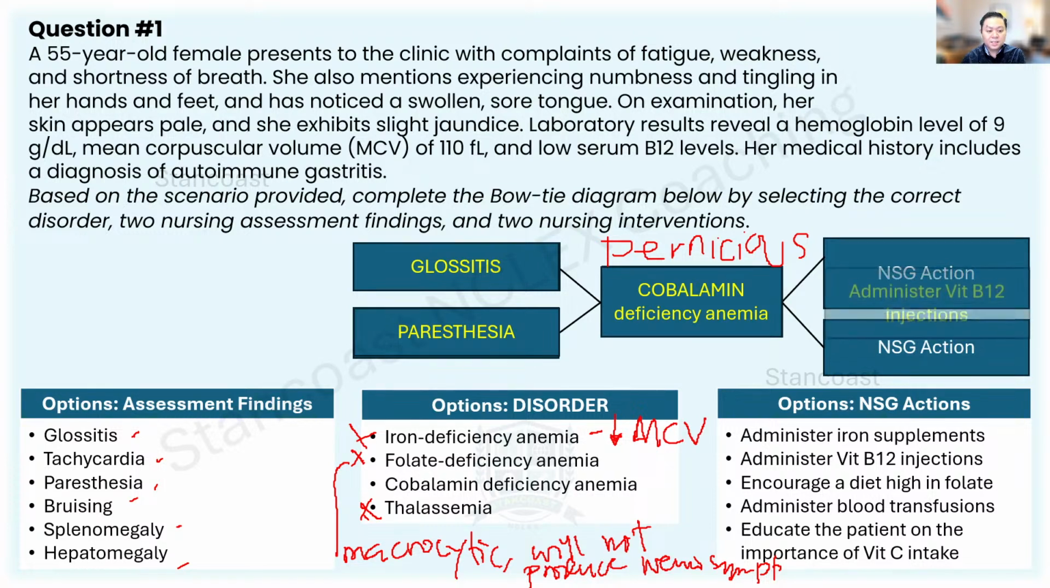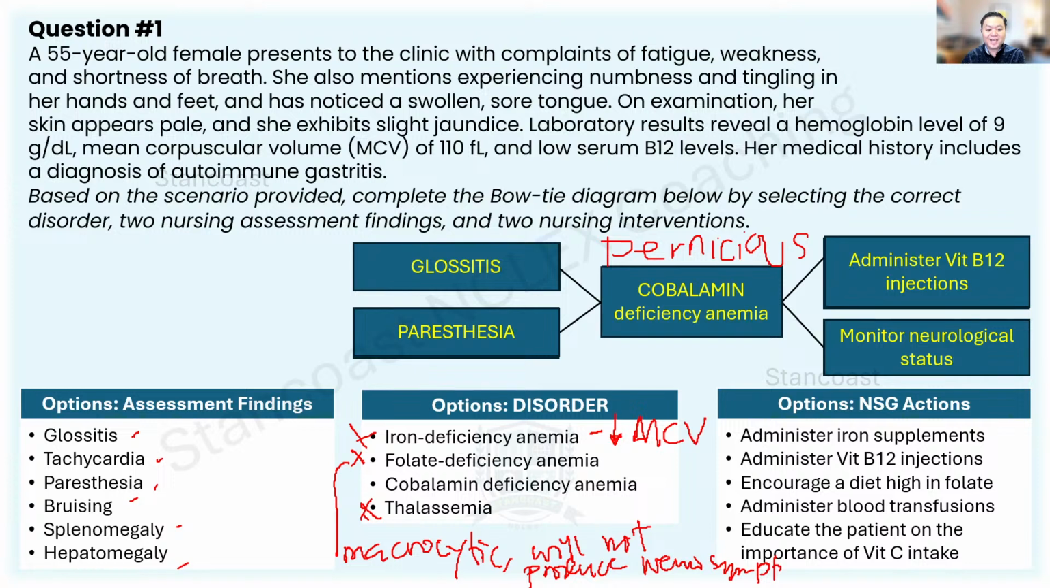Well, one will be the administration of the vitamin B12. We can do that. And there's also the monitoring of the neurological status. Again, those are the nursing interventions. We can administer the vitamin B12 injections and also monitor the neuro status of the patient, because we know that our treatment here is basically to replenish. We are going to replace the lack of vitamin B12. So this is going to be doable by the administration of the vitamin B12 injections.